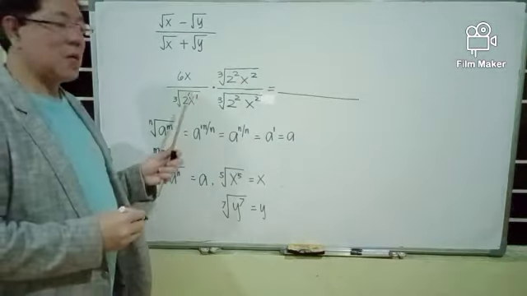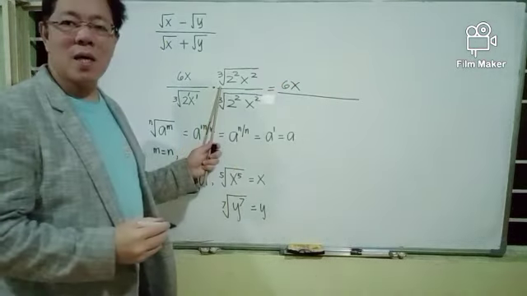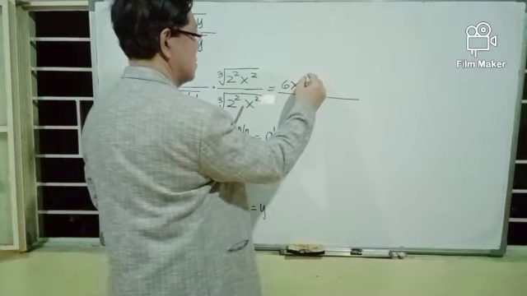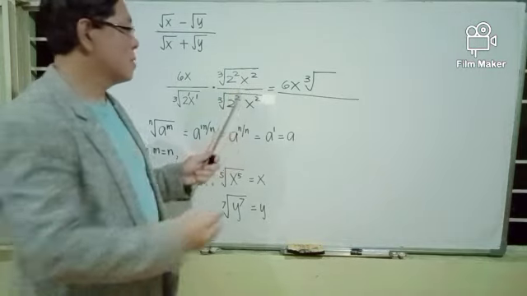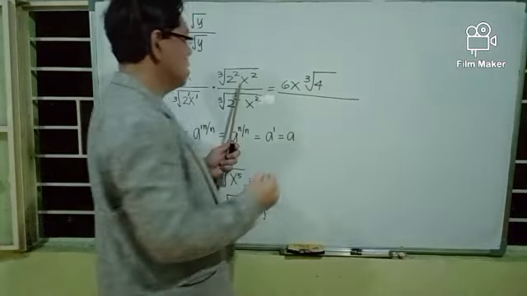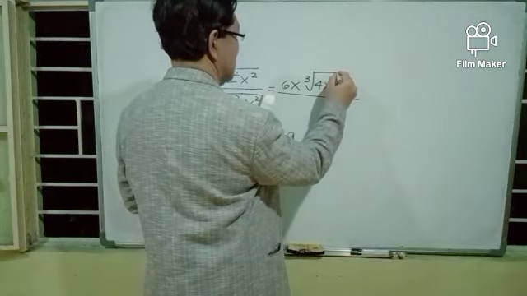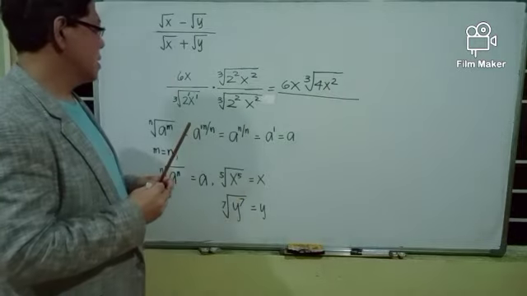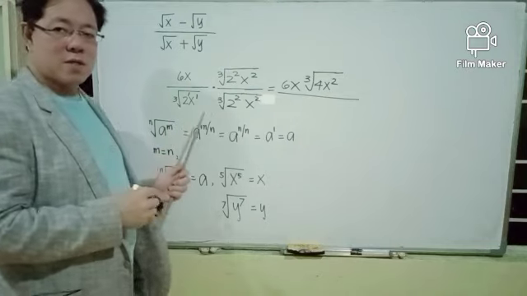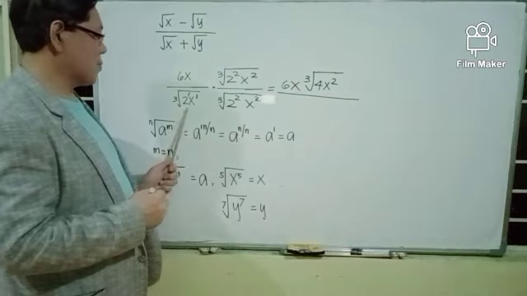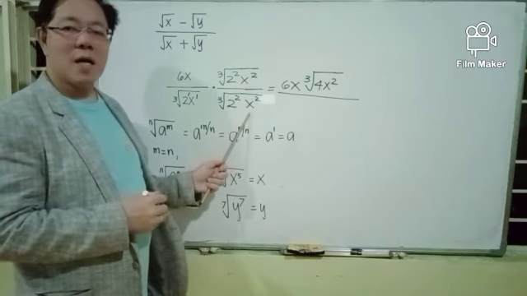Now we simplify by multiplying the numerators and denominators. In the numerator, we have 6x multiplied by the cube root of 2 raised to 2, which is 4, multiplied by x squared. In the denominator, we multiply the cube root of 2x and the cube root of 2 squared and x squared.